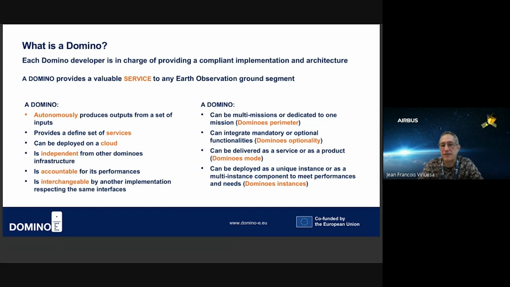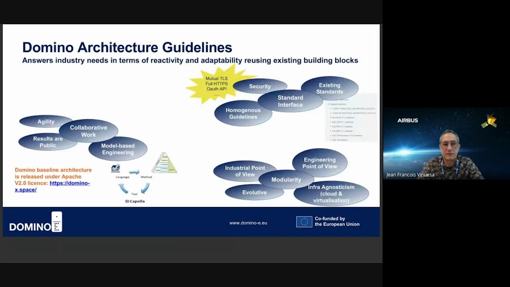So it can basically be a lot of things. It can be dedicated to multi-mission or only one mission. If you have a domino with an algorithm for image or signal treatment, you may have only one mission, but you can have multi-mission dominoes that deal with the service to send requests to different antennas. As I was saying, it can be delivered as a service or a product, and deployed as a unique instance or multi-instance. We move to the next one, please.